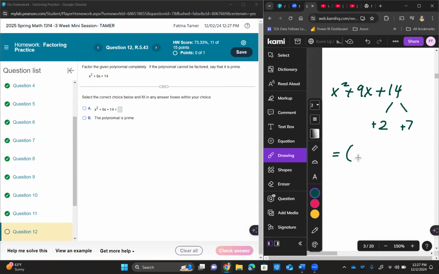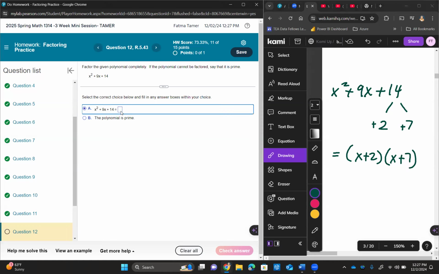So one factor will be x plus 2, and the other factor will be x plus 7. So x plus 2 and x plus 7 is what I'm looking for here. And this is how I am going to do this question.